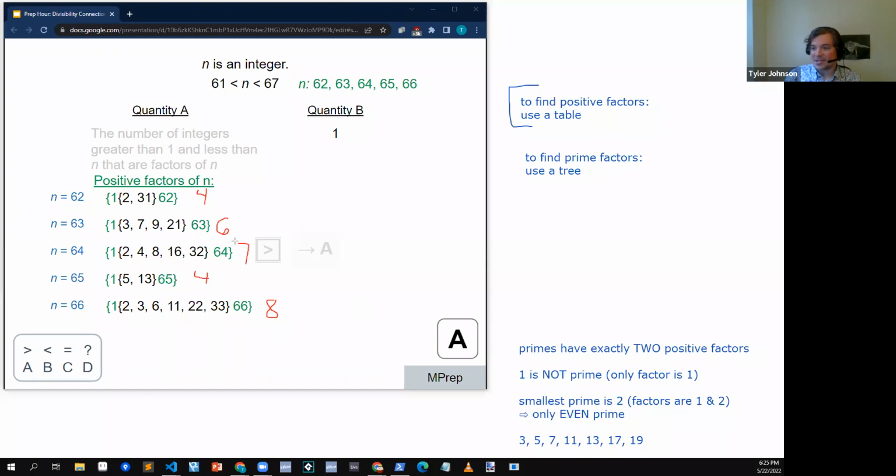And I want to highlight 64. We get 7 positive factors here. That's the only one that's odd. We get an even number of positive factors for every other choice, but 64 is producing 7 positive factors. Why is that? What's unique about 64 compared to the others?